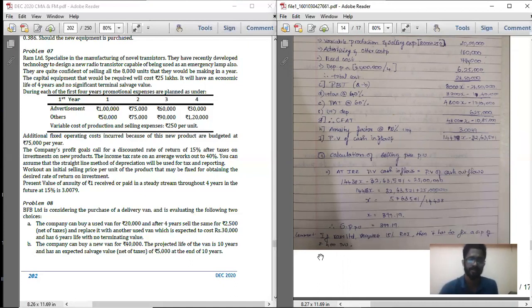Below that, record a comment: if RAM Limited requires a 15% return on investment, then it has to fix a selling price of rupees 400 per unit.